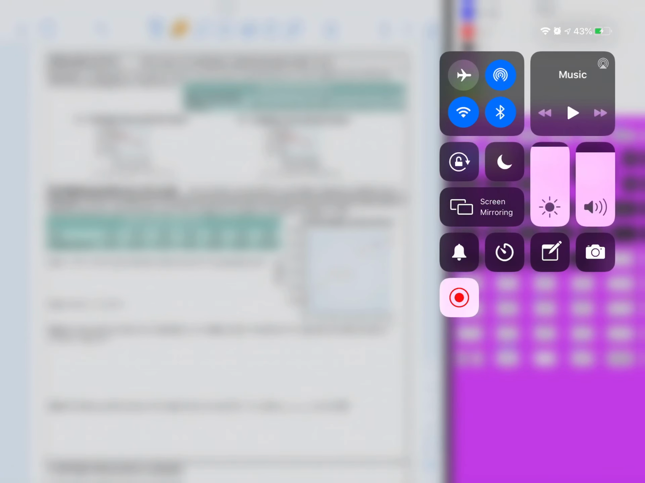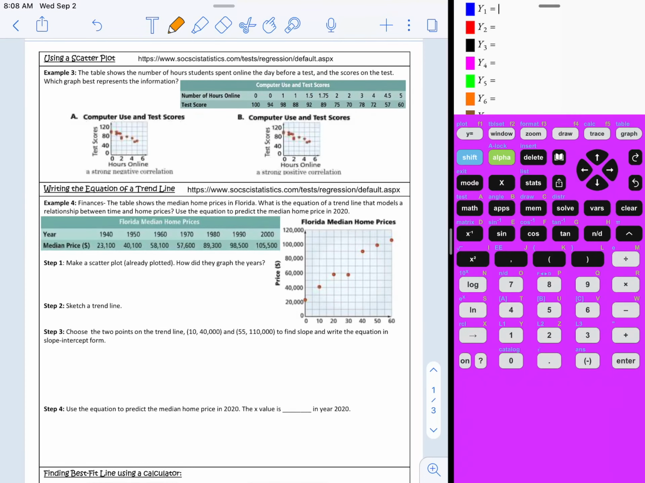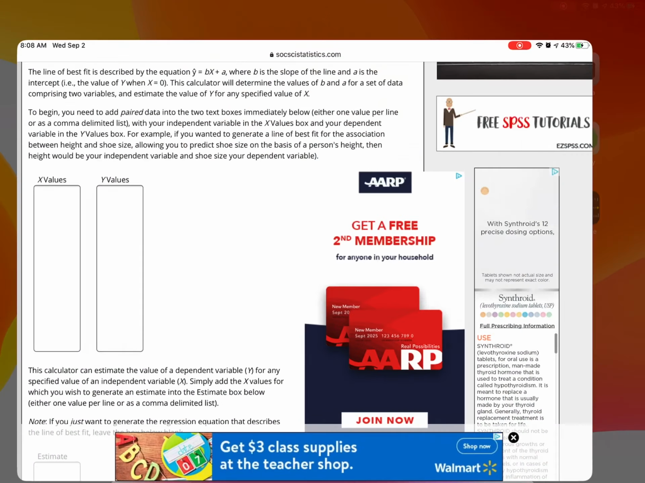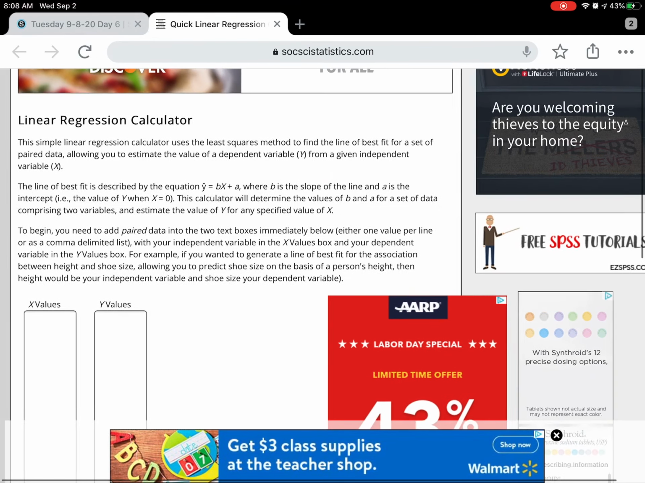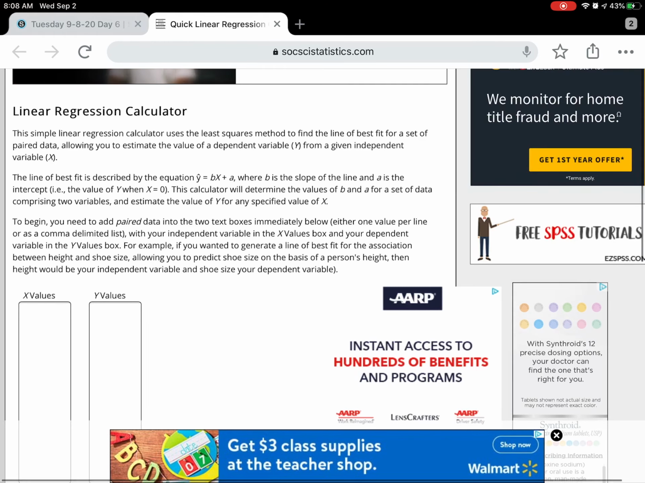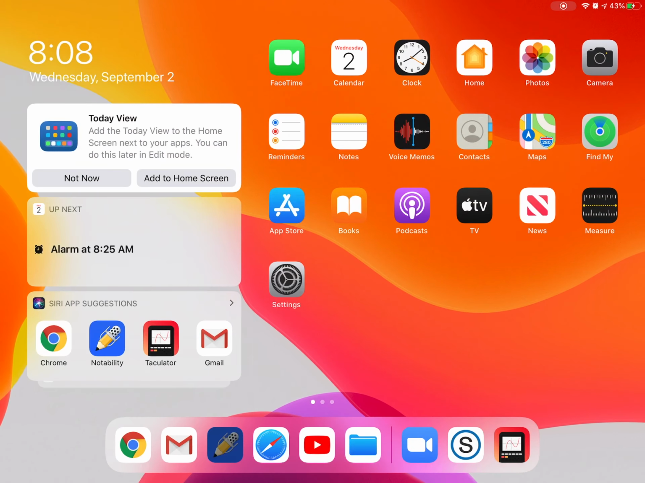All right, let's go over the second page of 2-5. So we have this particular website. Again, I put it on Schoology for everybody, and I do have it pulled up here in my Chrome browser. So this is going to be the linear regression calculator that we use. Okay, so let me get Notability back up.